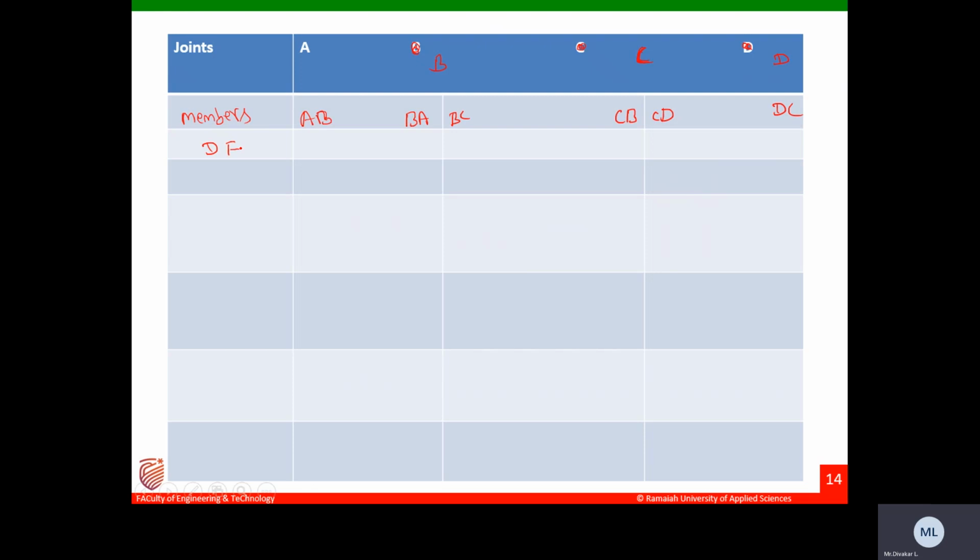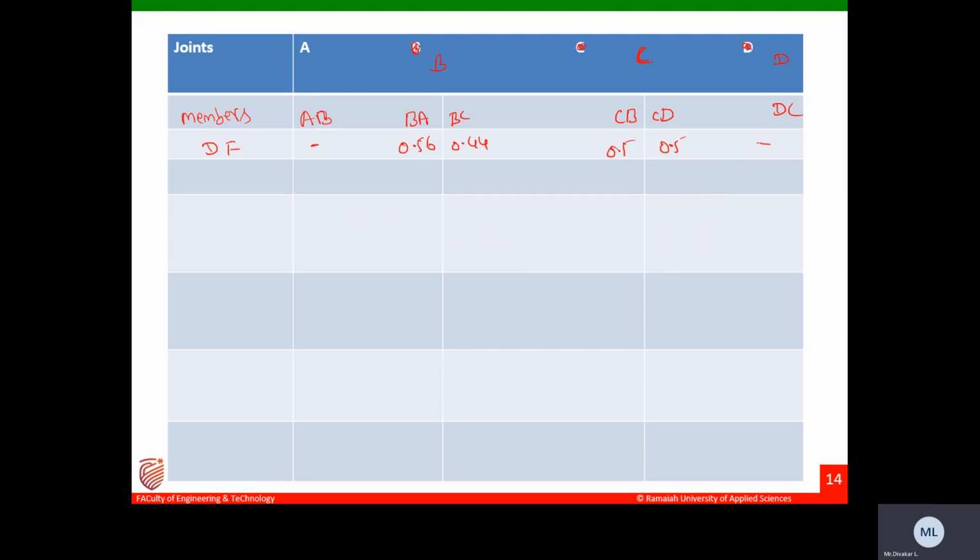Then what are the distribution factors? This is 0.56 and 0.44, and this is 0.5 and this is also 0.5.